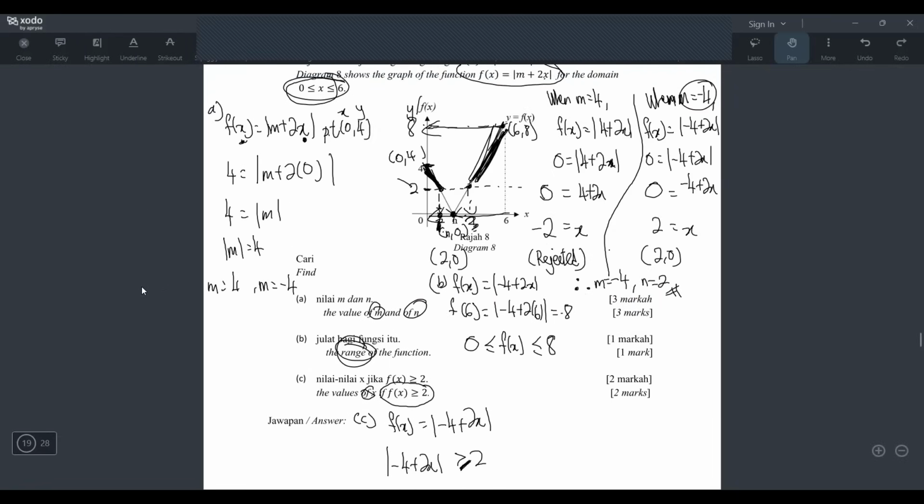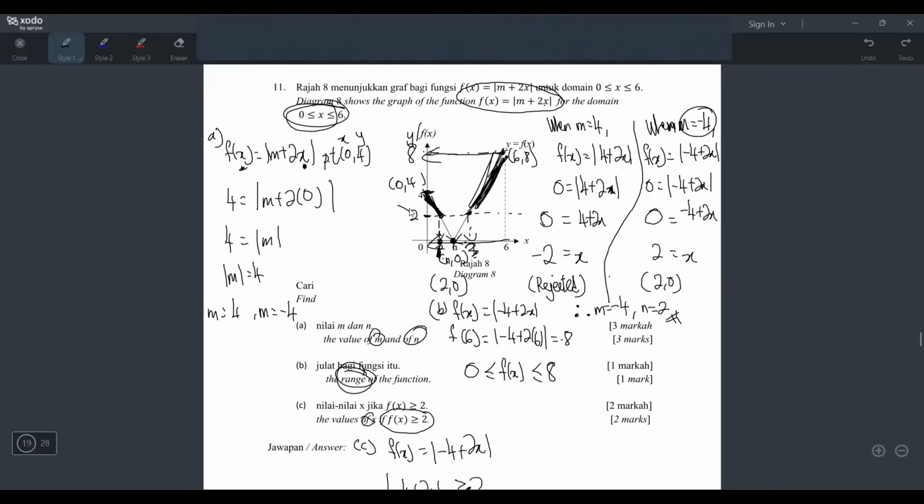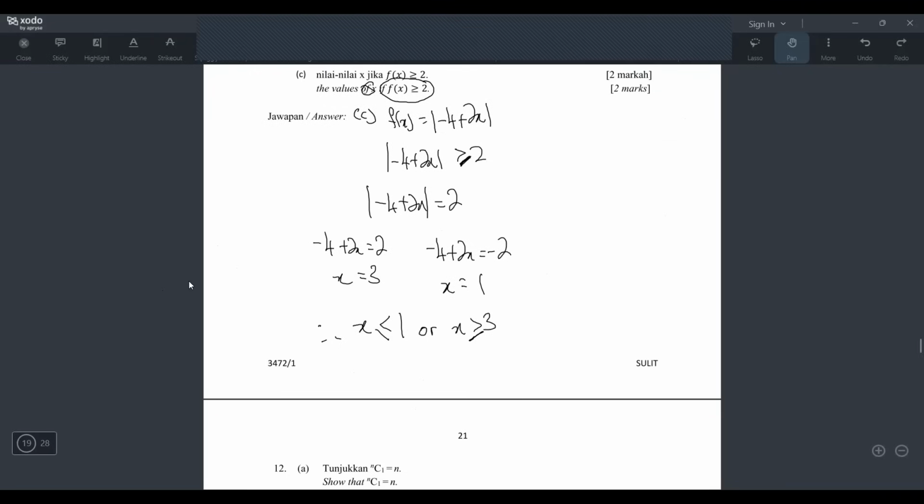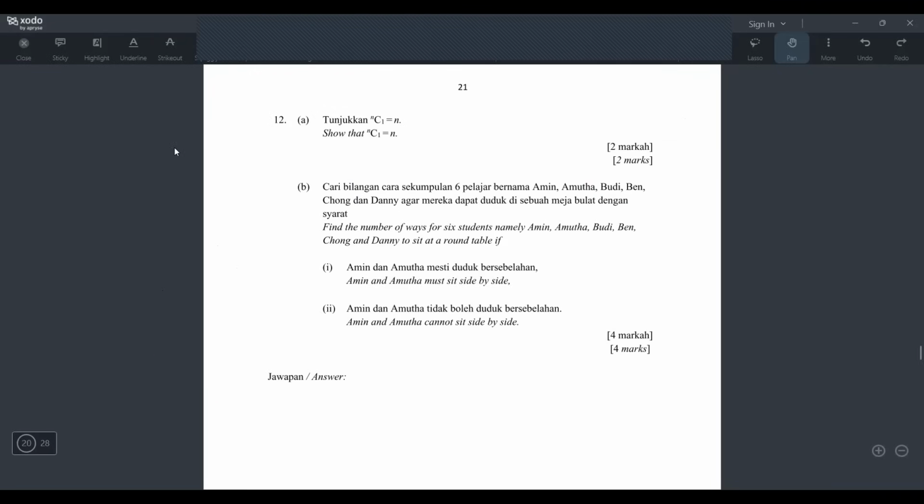But I told you just now, there's actually another method to do it. You can also substitute the 2 inside the f(x). Means this whole thing you put 2, and then you get 2 answers. After you get the 2 answers, you will write x smaller than the small number, x bigger than the big number. But it's the same lah. You will get the same answer as this, right? So hope you understand. Let's continue.